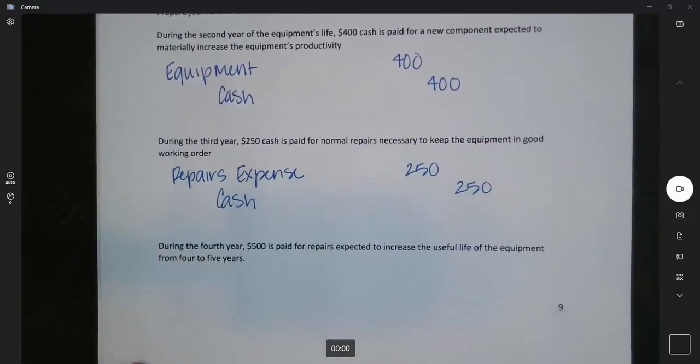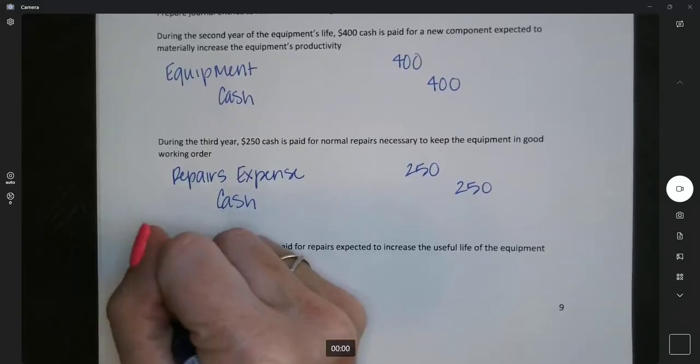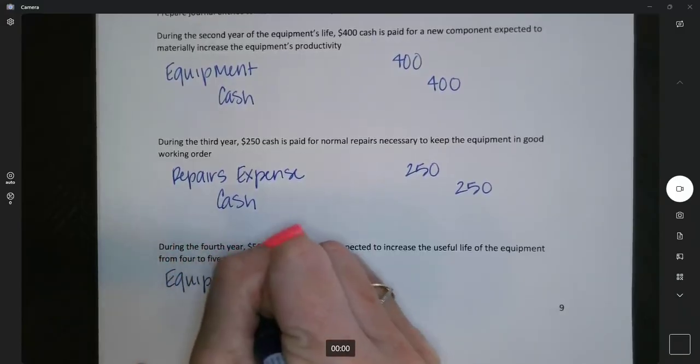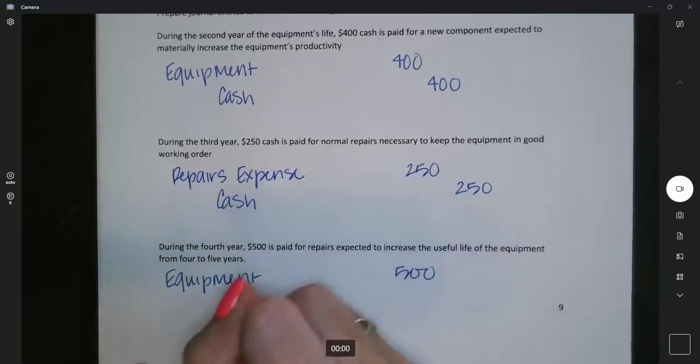Finally, during the fourth year, $500 is paid in repairs expected to increase the useful life of the equipment from 4 to 5 years. That's where we'll increase the asset again. We'll debit equipment. We'll credit cash.